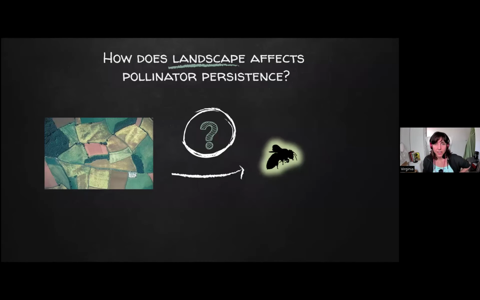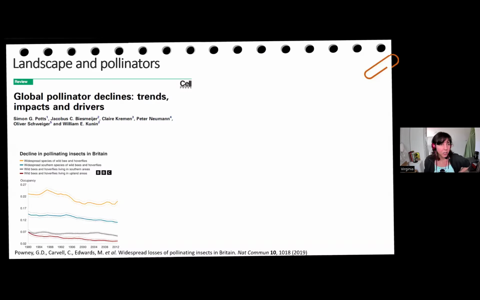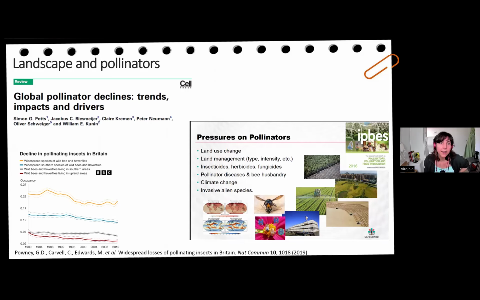Okay, so now that we have seen that the network of interactions can determine the ability of pollinators to persist in the field, we went on asking ourselves to what extent landscape affected pollinator persistence and how. First of all, let's take a little step back and see why I'm talking about landscape and pollinators. In general, there are pollinator declines that are more or less intense depending on what we are looking at, but they are well documented.